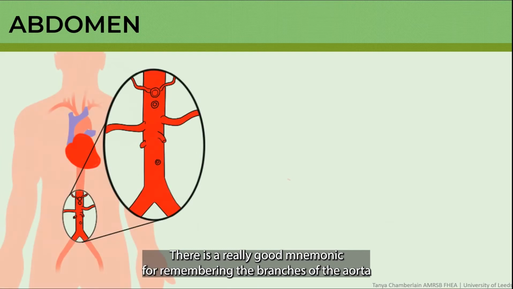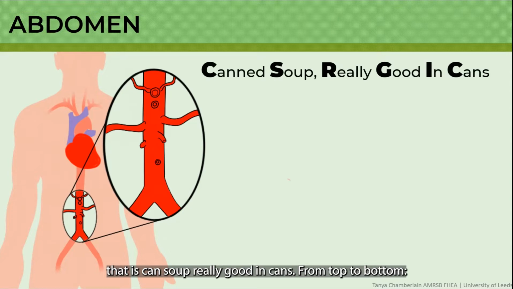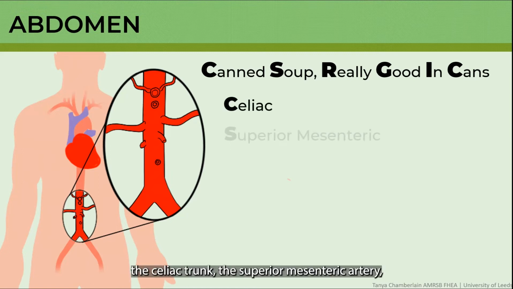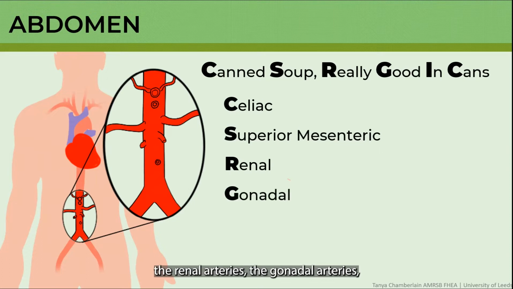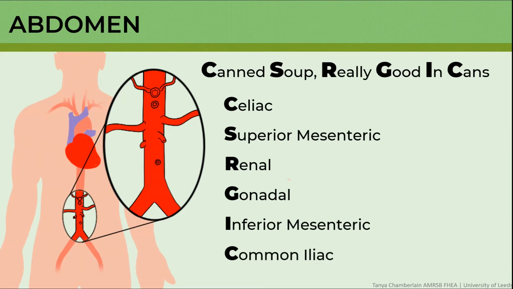There is a really good mnemonic for remembering the branches of the aorta. That is, canned soup, really good in cans. From top to bottom, we have the celiac trunk, the superior mesenteric artery, the renal arteries, the gonadal arteries, the inferior mesenteric artery, and the common iliac arteries.